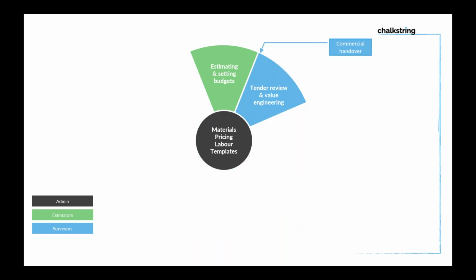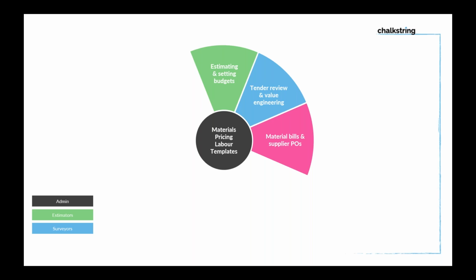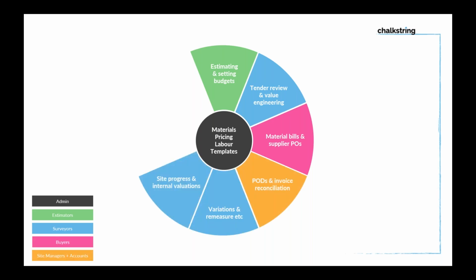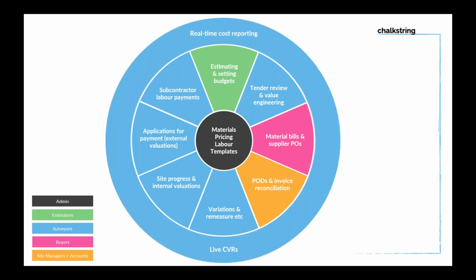You start with the pricing side of things, which we'll focus on today, then turn into a real job, manage your procurement, and then manage your valuations, your applications, and so on. But what Chalkstring's then also doing is taking all that information and displaying it to you in a live CVR. So what it's then doing is showing you this as a real-time set of dashboards and reports, not just for one project, but for all your projects.